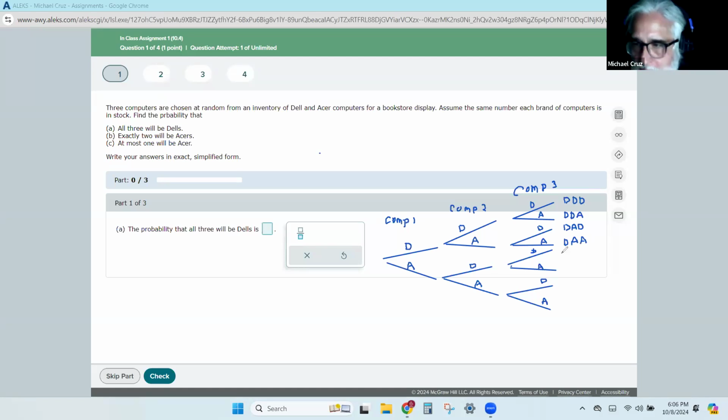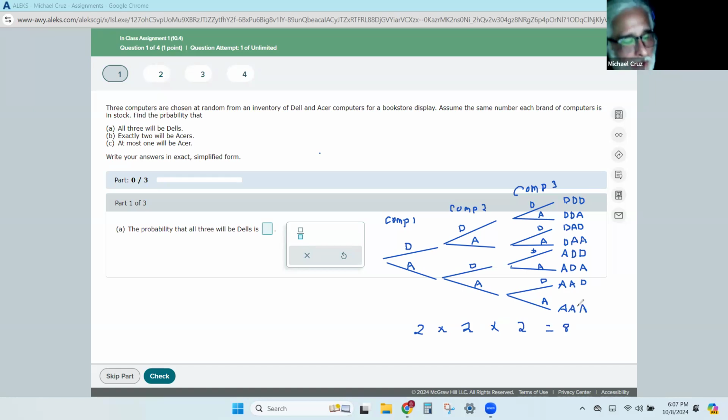So now we're going to start ones with Acer. So A, D, D. And then A, D, A. A, A, D. And then last one is AAA. And again, you got 2 times 2 times 2 is equal to 8 outcomes. And here they are: 1, 2, 3, 4, 5, 6, 7, and 8.